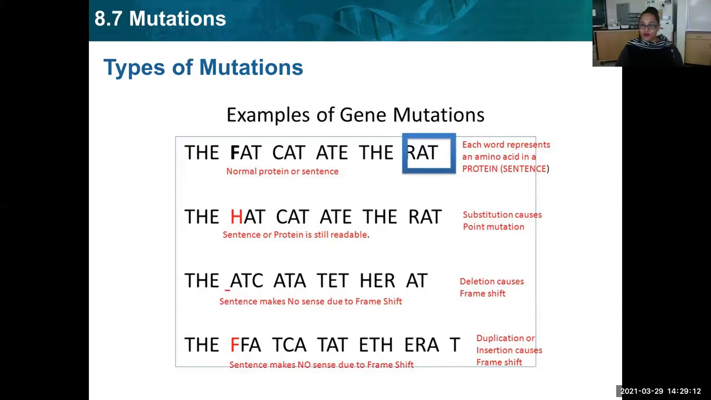But the third and the fourth one, the deletion and the insertion, the deletion, they deleted the F altogether, so the reading frame had to shift over. On the last one, they inserted an extra F, so the reading frame shifted over the other way. You still have to read them by threes, but now the groups of 3 make no sense. Those are called frame shift mutations.